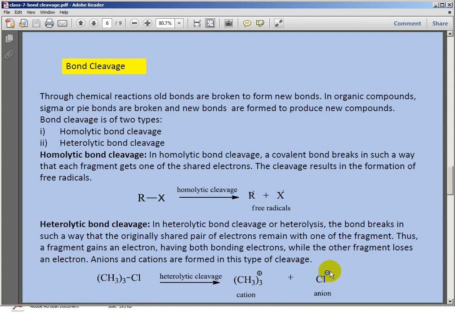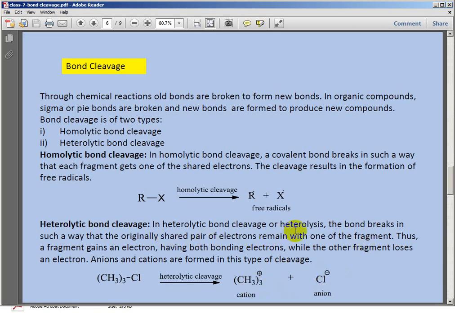So here two electrons, so a negative charge. Here, it lost its one electron. It contained one electron and gained another electron from here, so it has two electrons and becomes negatively charged. Here was one electron, it lost one electron and becomes positive. So in heterolytic cleavage, a cation and an anion are formed.